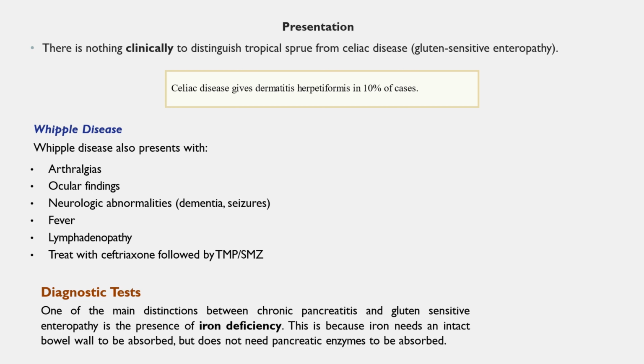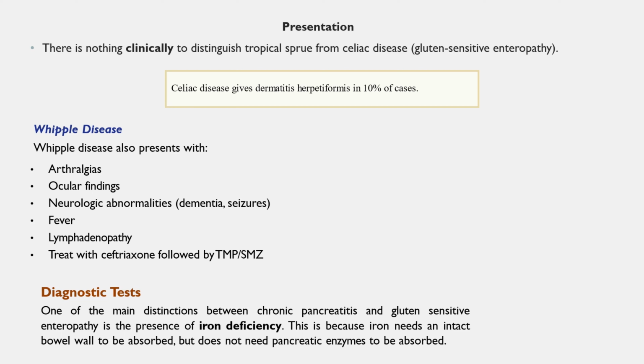Let's talk about Whipple disease. Whipple disease frequently presents with arthralgias, ocular findings, neurological abnormalities like dementia and seizures, fever, and lymphadenopathy. It needs to be treated with ceftriaxone, followed by trimethoprim-sulfamethoxazole.